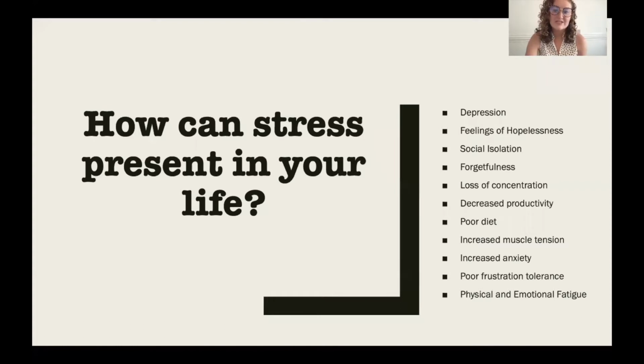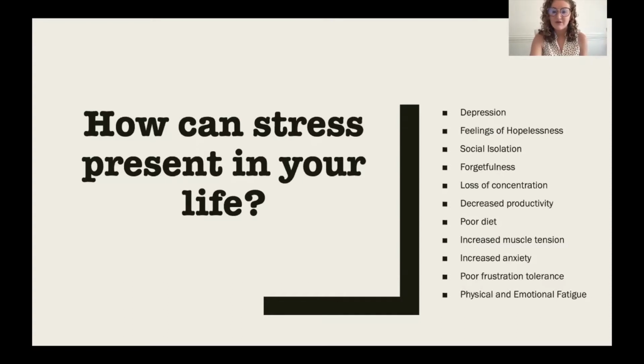Let's talk about ways stress may present in your life. While everyone is different, there are some common ways that stress may be displayed in your life. While I talk through these, think about which ones may possibly apply to you. Here are some examples: depression, feelings of hopelessness, social isolation. This can also include just not enjoying things such as going out with friends that you once used to enjoy.